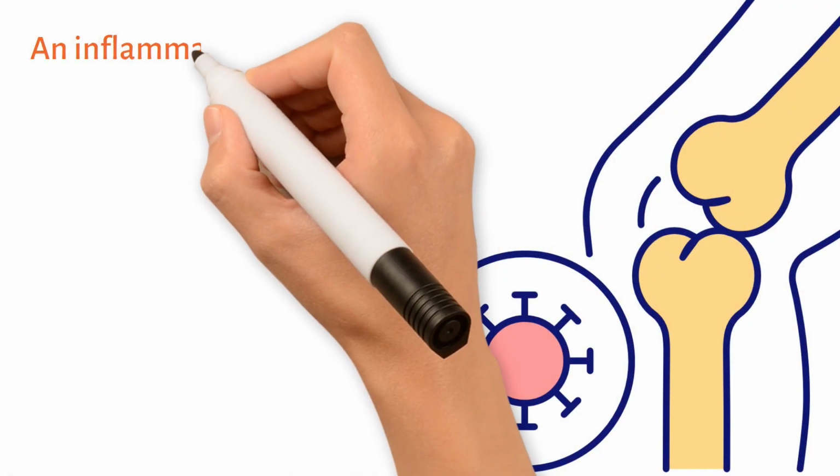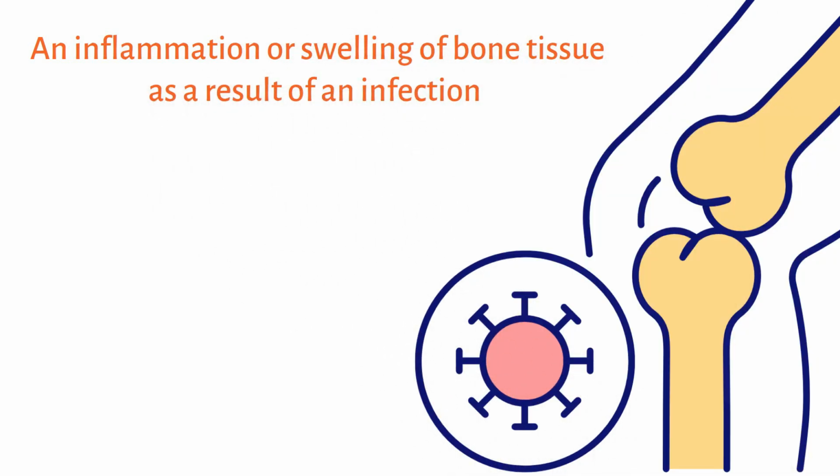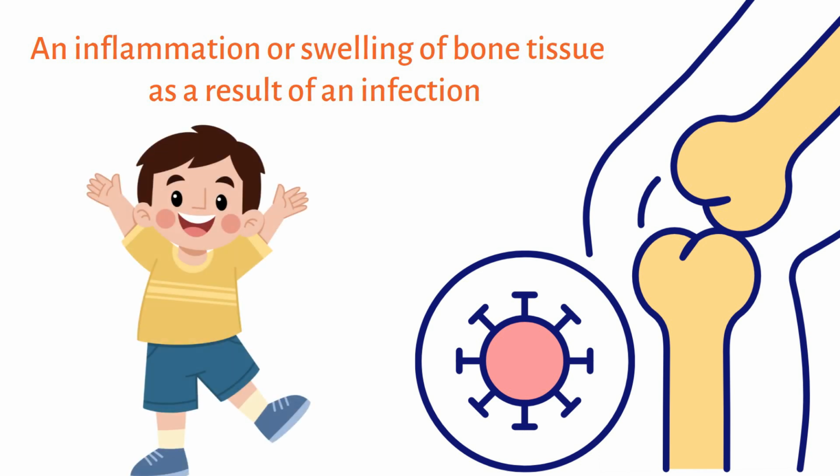Osteomyelitis is the inflammation or swelling which occurs in the bone, and it can result from an infection distant to the bone, or it can start in the bone itself, often as a result of an injury. Osteomyelitis is more common in younger children, but it can happen at any age.